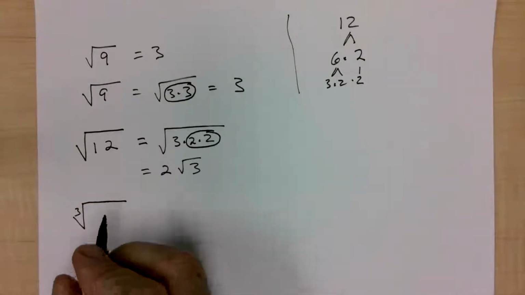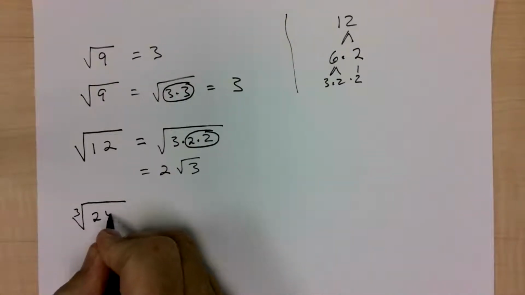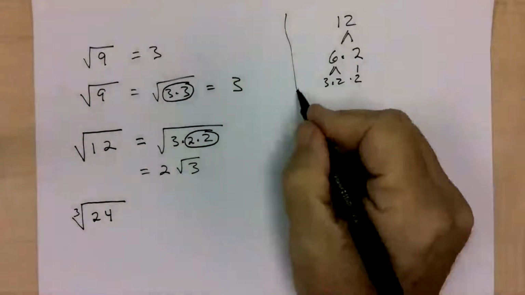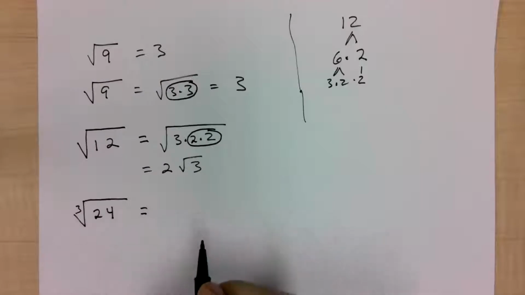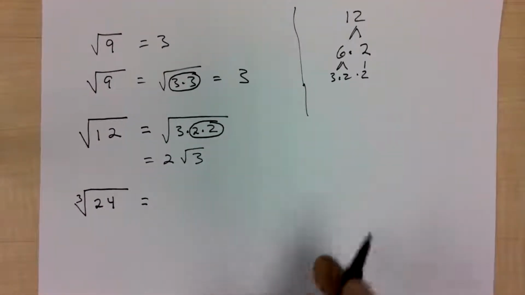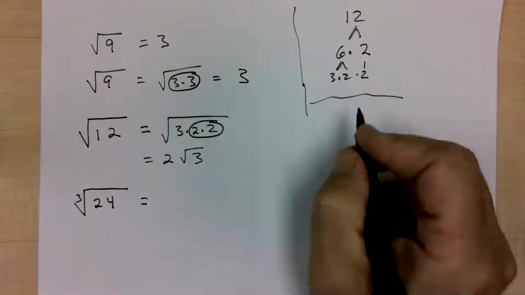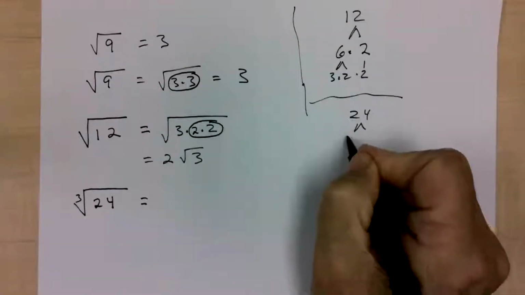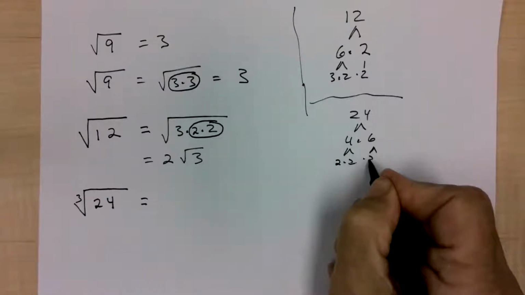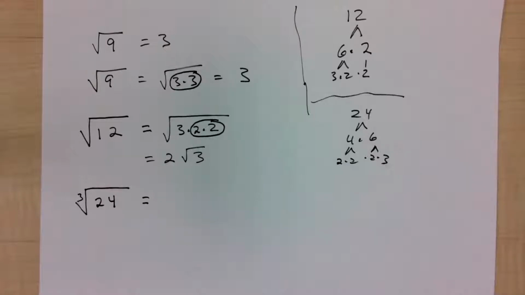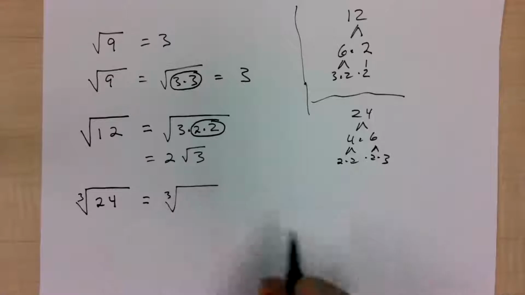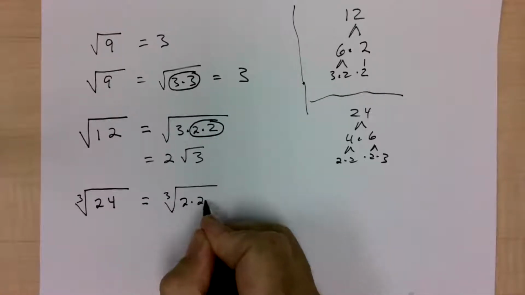If I ask for the cube root of 24, I need to factor 24 as far as I can and then look for triples. A cube root needs triples, a square root needs pairs, a fourth root needs quadruples. That in essence is our process. So let's factor 24. 24 is 4 times 6. 4 is 2 times 2. 6 is 2 times 3. So completely factoring 24, we get the cube root of 2 times 2 times 2 times 3.